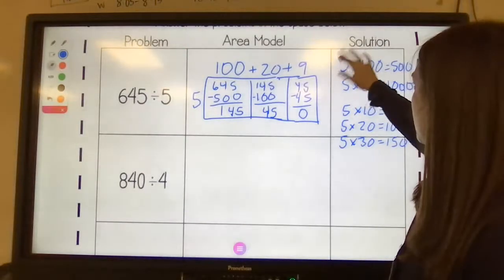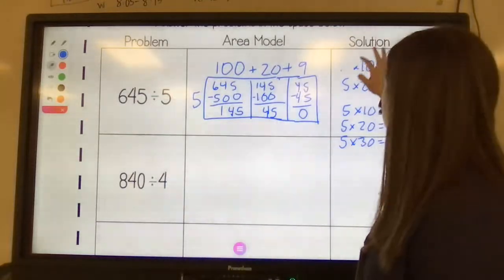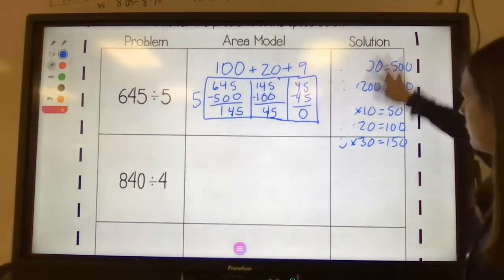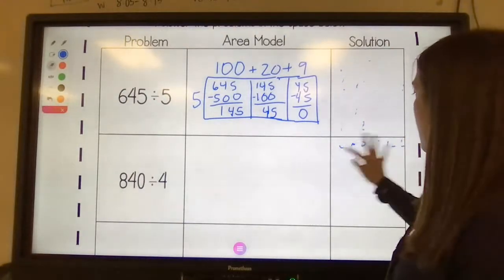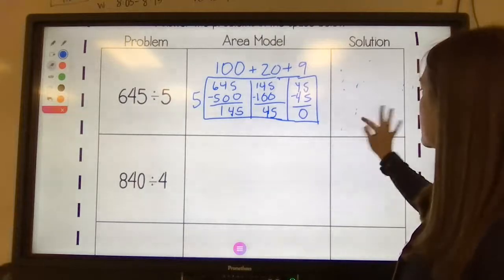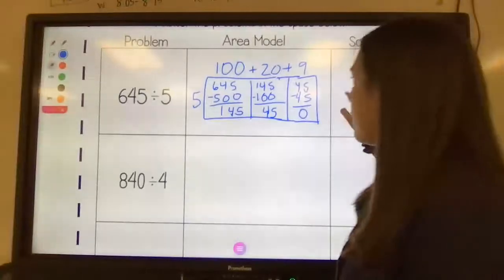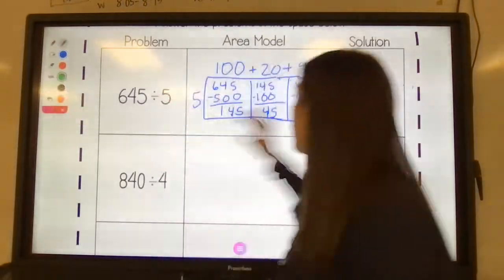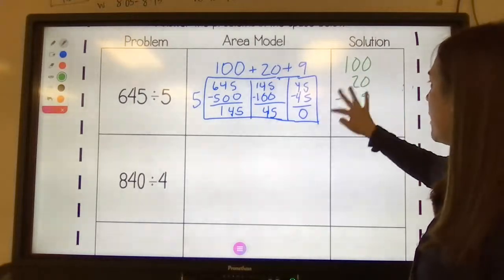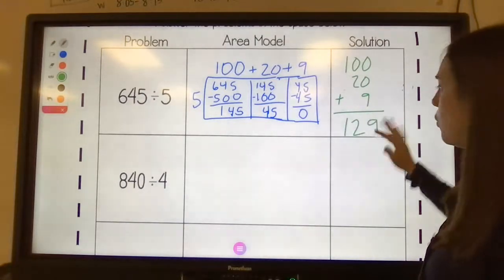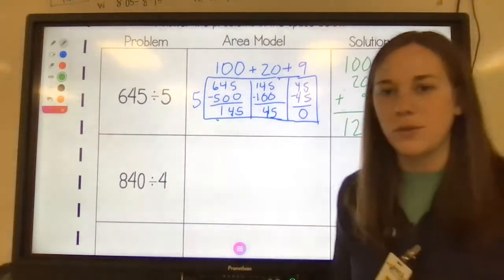Let me erase where I worked in the solution here. I'm going to combine 100 plus 20 plus 9, which most of you can probably do in your head pretty quickly, but I'll go ahead and add it together. 100 plus 20 plus 9 gives us a final answer of 129. So 645 divided by 5 is equal to 129.